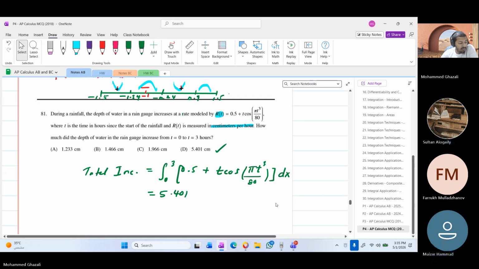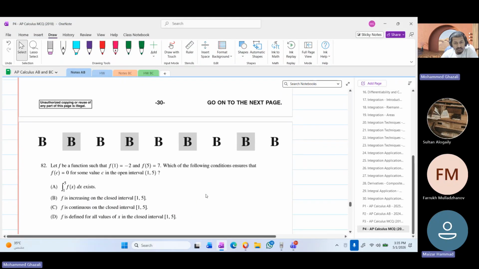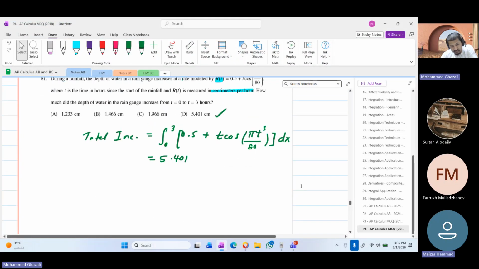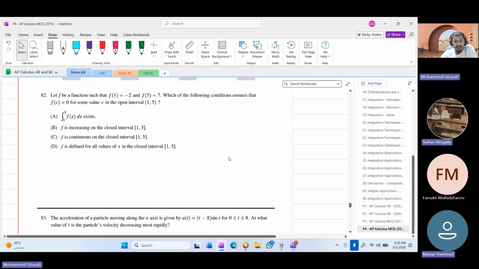Last year in school, they let us use the calculator for the whole exam. But then the FRQ, they took it away. The MCQ, I had the calculator the whole time.